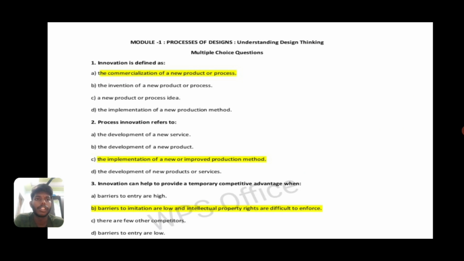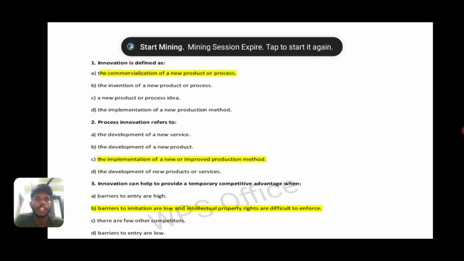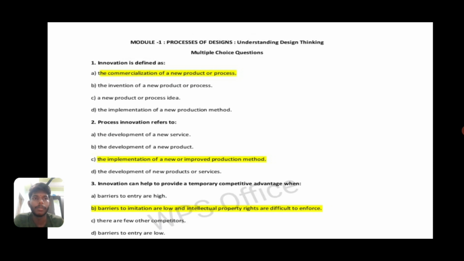Now we will discuss some multiple choice questions which help us learn about the process of design thinking. Innovation is defined as the commercialization of a new product or process, the invention of a product or process, a new product or process idea, the implementation of a new production method. The option is first one A, the commercialization of a new product or process.